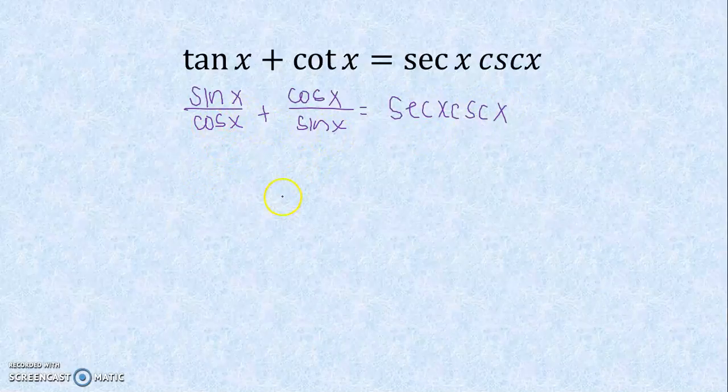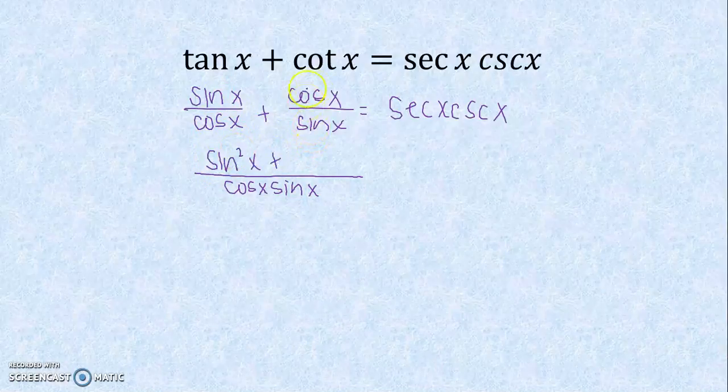Fraction plus a fraction should always, whether you're doing trig or just adding two fractions, lead you to finding a common denominator. Fastest way to find that may just be to multiply your two denominators. So this first one I multiplied by sine x, so sine x times sine x becomes sine squared x. Second one I multiplied by cosine x, so cosine x times cosine x becomes cosine squared x.